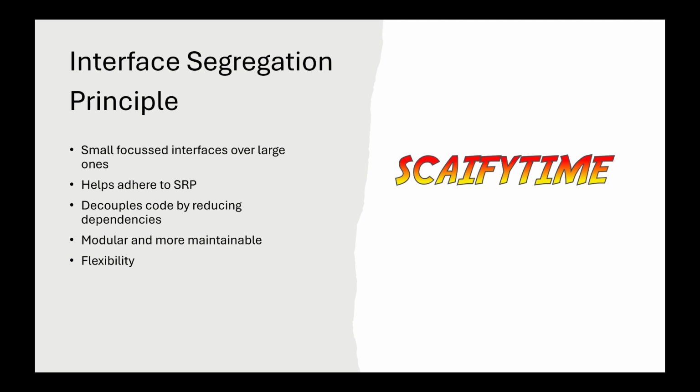By implementing this principle, we will help to decouple our code by reducing dependency between classes. The code becomes more modular and maintainable, and flexibility is introduced as we have targeted implementations of interfaces.